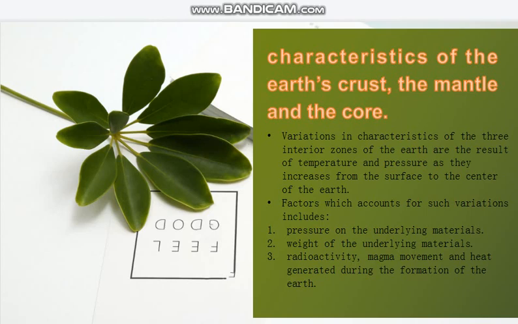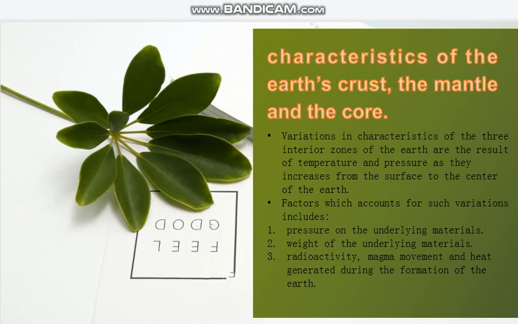So let's extend our discussion to the characteristics of the Earth's mantle, the core, and the crust. The variations in the characteristics of the three interior zones of the Earth are the result of temperature and pressure as they increase from the surface to the center of the Earth. The temperature and pressure increase as you go down into the interior of the Earth. So the temperature in the crust is lower, but when you reach the mantle, the temperature becomes higher. When you reach the core, the temperature is the highest.